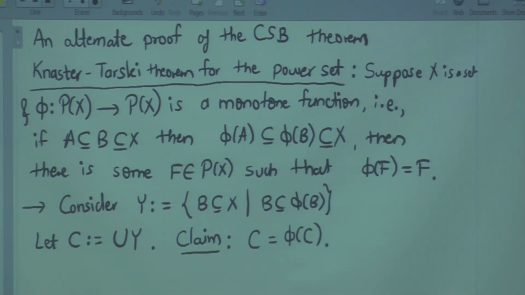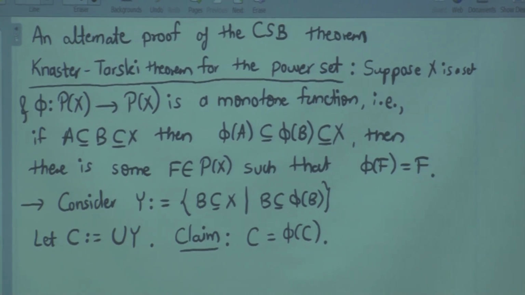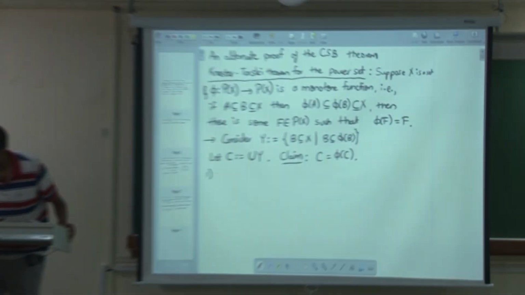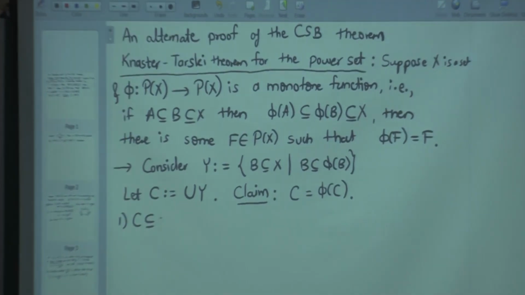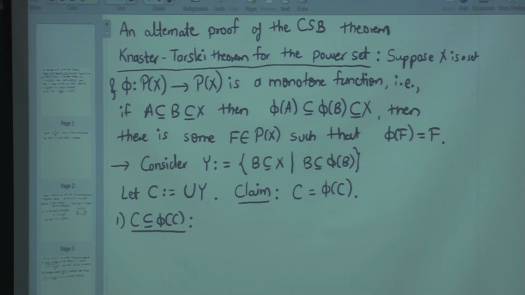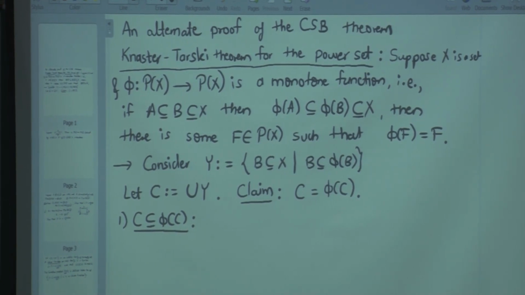What is the first step of the proof? Whenever you want to show that two sets are equal, what do you show? C is a subset of phi C, and phi C is a subset of C. So first we'll show that C is a subset of phi C. How to go about that? Let us do it element-wise.